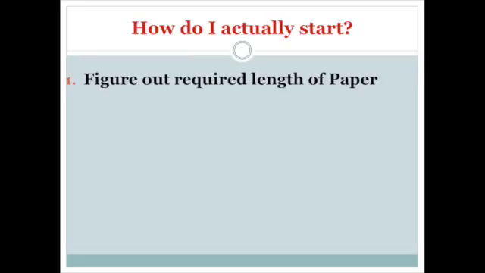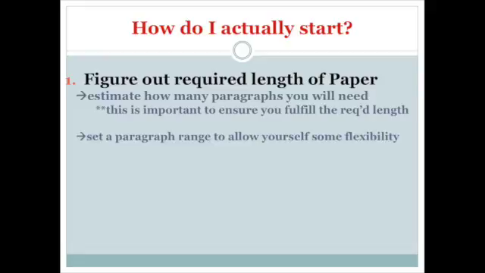Number 1, figure out the required length of your paper. We did this in class already, so you know that your paper is supposed to be between 7 to 9 pages. And we discussed that this would probably be about 21 paragraphs total. But remember, you have an introductory paragraph, you have a background paragraph, and you have at least 2 concluding paragraphs. So that removes 4. That leaves you anywhere between 15 to 17 body paragraphs.